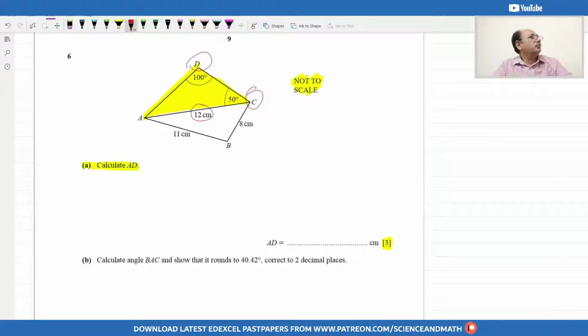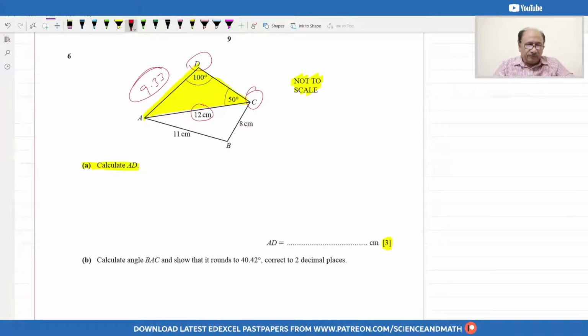So hello everybody. 9.33 centimeters. Mr. Ho has calculated AD. That's nice, and that is correct. But we will be going through how we can calculate this.